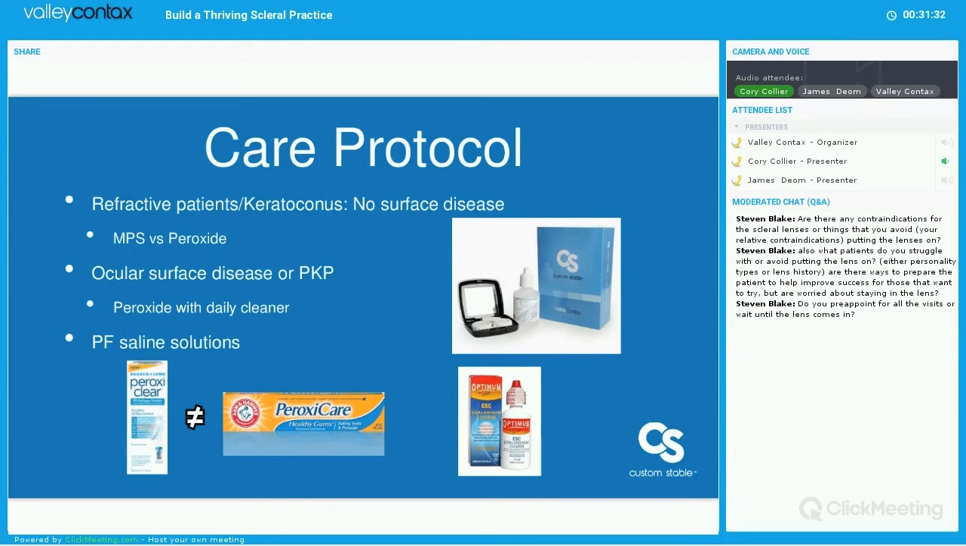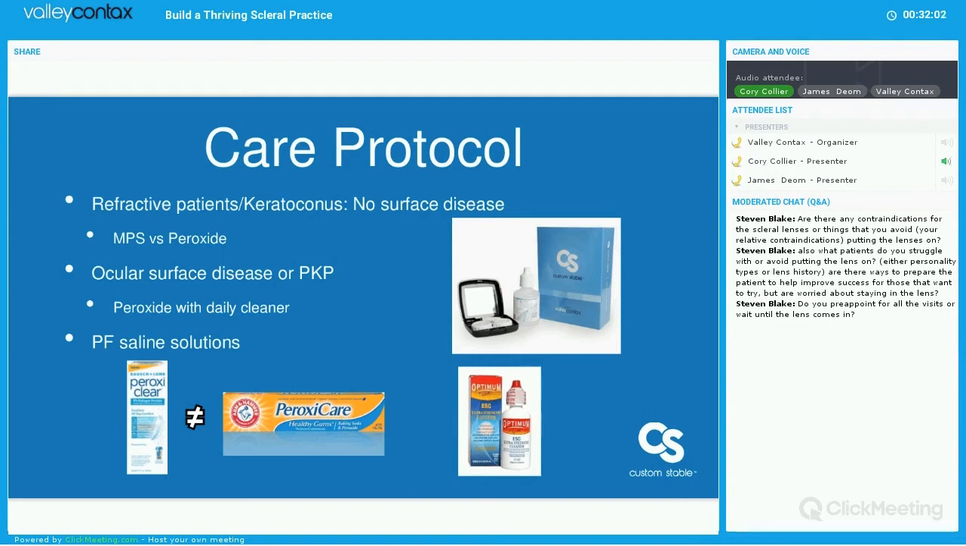For those patients who I know have ocular surface disease, about 70% of the patients who I fit are actually for dry eye indications, and so these patients, or patients who have transplants, I jump right into peroxide with some form of a daily cleaner, like Optimum Extra Strength Cleaner at the time of removal before a peroxide soak overnight. And then be consistent with your preservative-free saline solutions. We know now that our options are increasing.